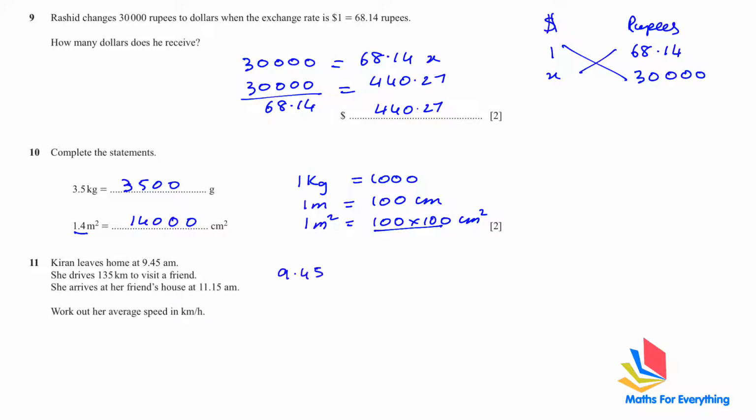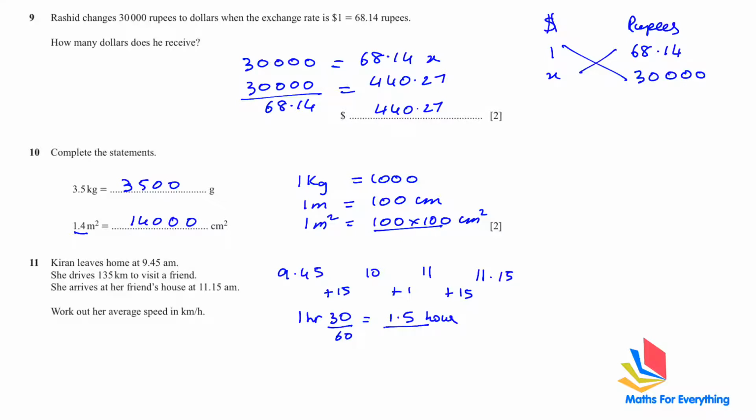9:45 to 11:15. How much is the time? There's 10 and 11 in the middle, right? After 15 minutes, there'll be 10 o'clock. And then after 1 hour, 11 plus 15 minutes will give us 11:15. So 1 hour, 30 minutes. That is equal to 1.5 hour. To change the minutes to hour, we divide by 60. That will give you the hour.